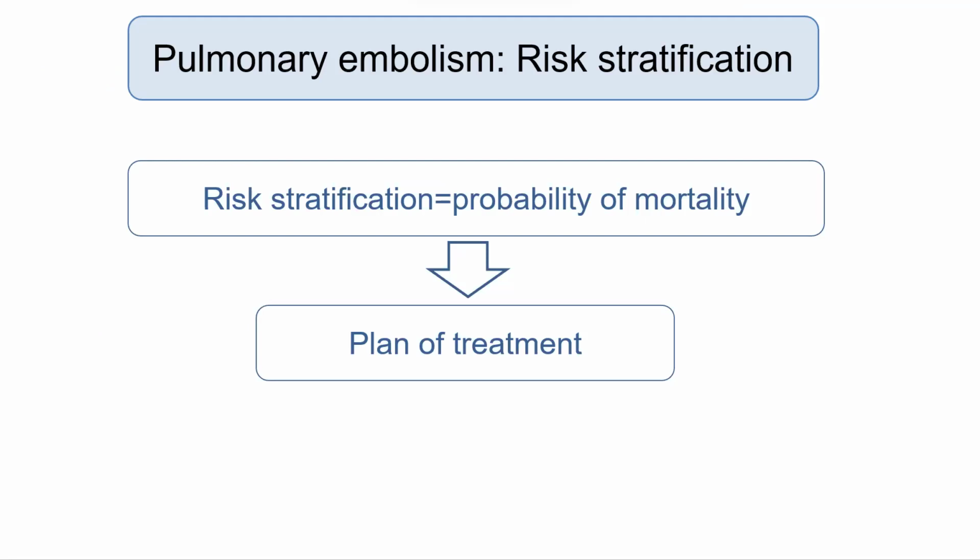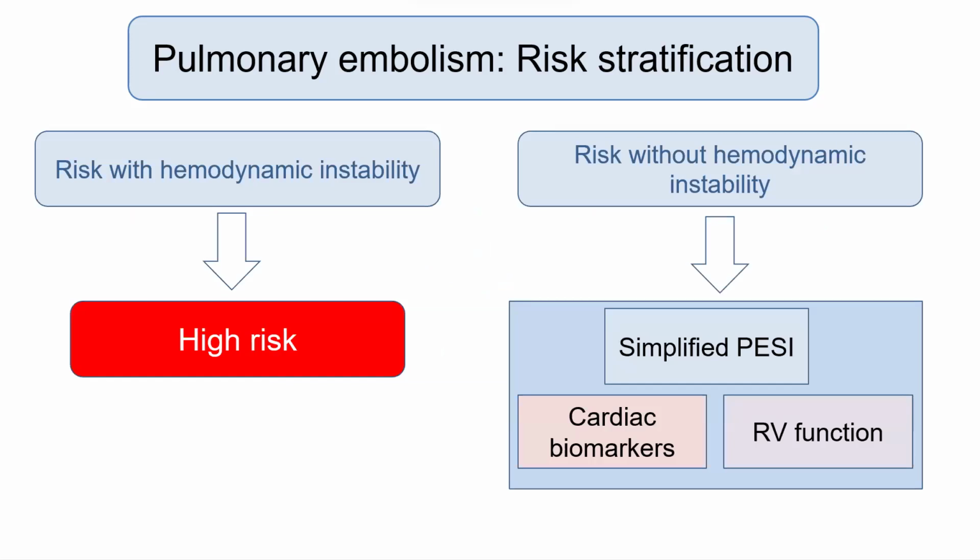So the core management of pulmonary embolism depends on the risk stratification, and the risk stratification equals the probability of mortality. Again, a patient with hemodynamic instability should be considered high risk. Without hemodynamic instability, we should assess three parameters: simplified pulmonary embolism severity index, RV function, and cardiac biomarkers.